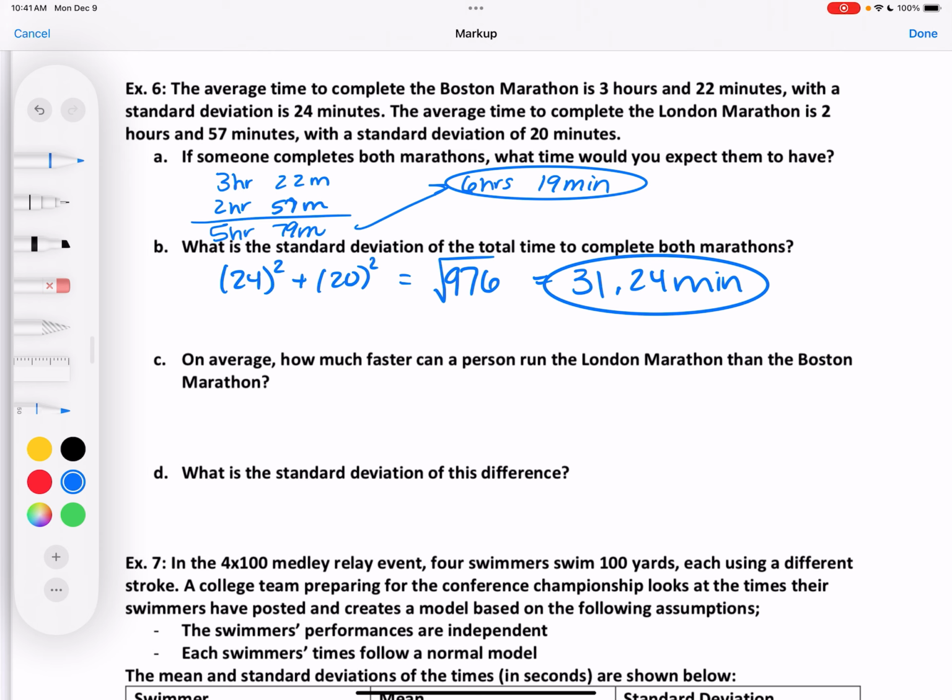So then, on average, how much faster can a person run the London Marathon than the Boston Marathon? So we have 25 minutes. Because we have 3 hours and 22 minutes minus the 2 hours and 57 minutes. So that ends up being a difference of 25 minutes.